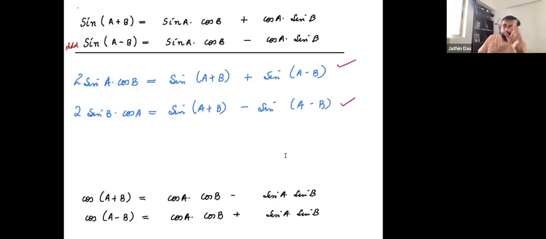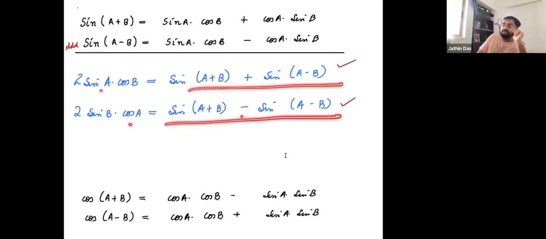So 2 sin A... it depends on which is bigger. Now you actually understand: when sin A cos B comes, you have to check which is bigger. Simple. If the sin value is bigger, then usually it will come in this format. If the cos angle is bigger, then usually there will be a minus here.